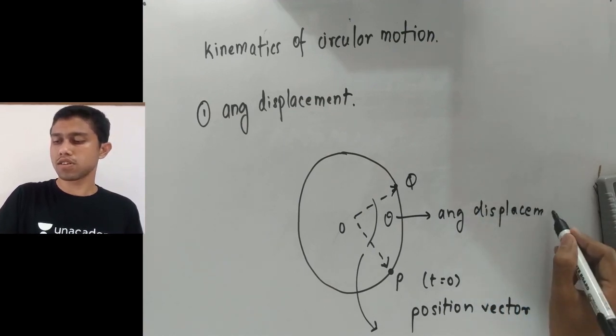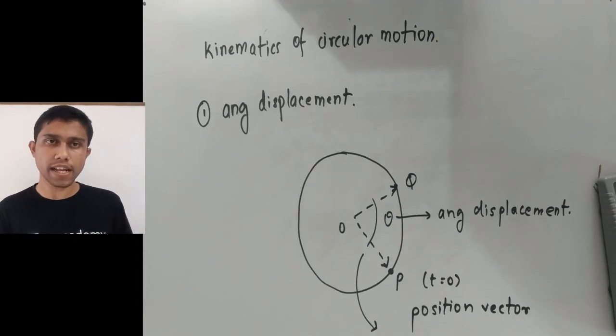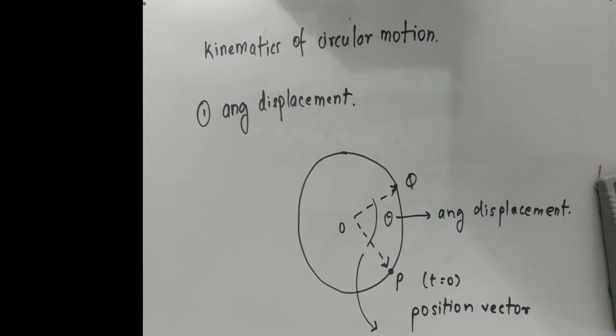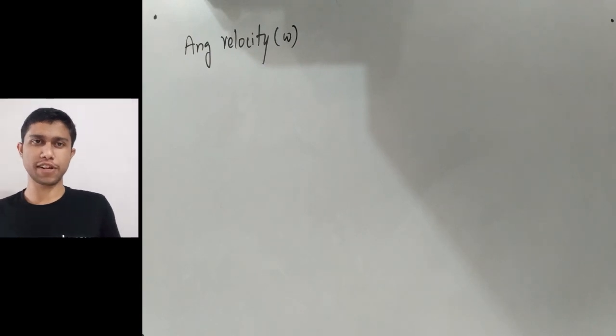As we know, angular displacement is the angle traced by the particle with respect to some fixed point. And what is that fixed point? That fixed point is O. Simple. So now we are going to the next topic, that is the angular velocity.